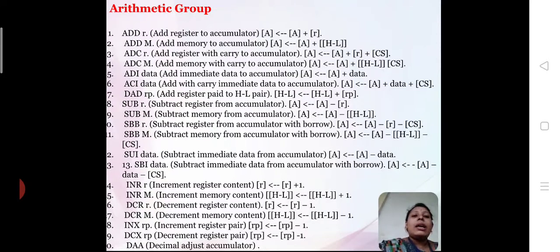Here INR and INX have somewhat of a difference. INX means increment register pair and DCX means decrement register pair. Here we are giving INX RP. In the 14th one, INR R means increment register content, and in INX RP, RP means register pair. The register pairs are HL, BC, or DE, whatever. So these are some of the arithmetic group instructions.